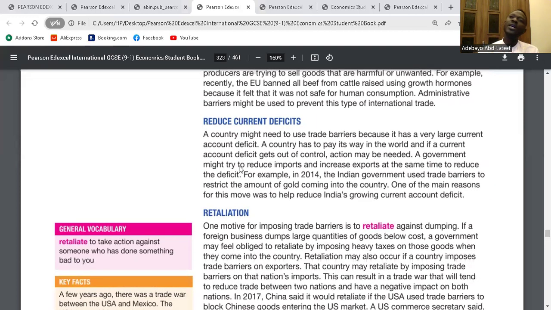Clear. Reduce current account deficits. Current account deficit comes as a result of more imports, greater imports than exports. So for government to reduce current account deficits, government would have to restrict importation. And if government does that successfully, that means importation would reduce and the current account deficit would improve or reduce.